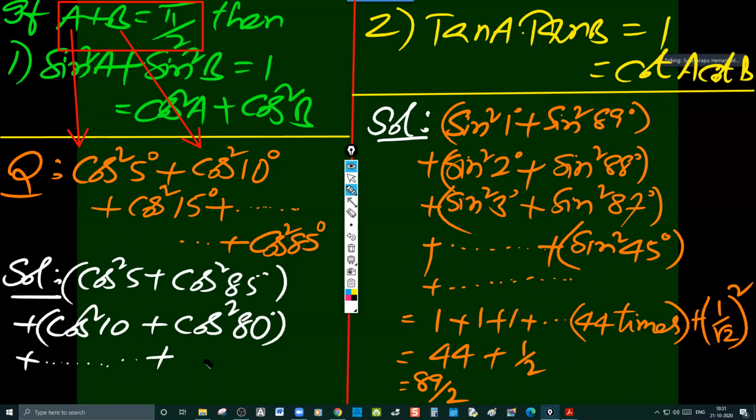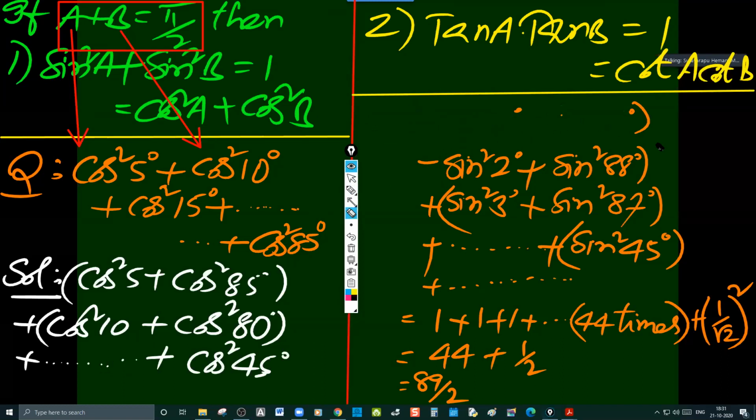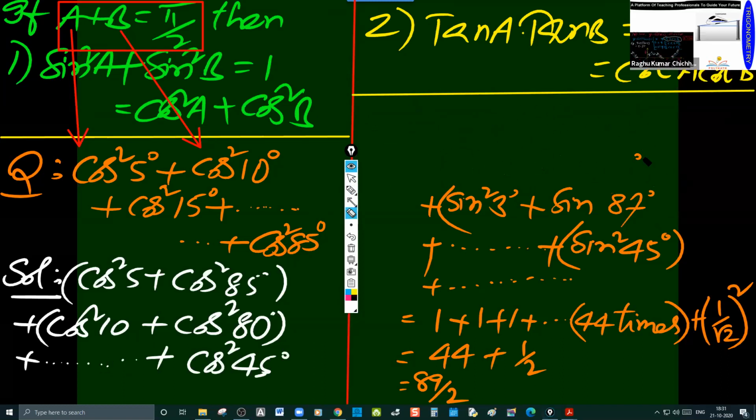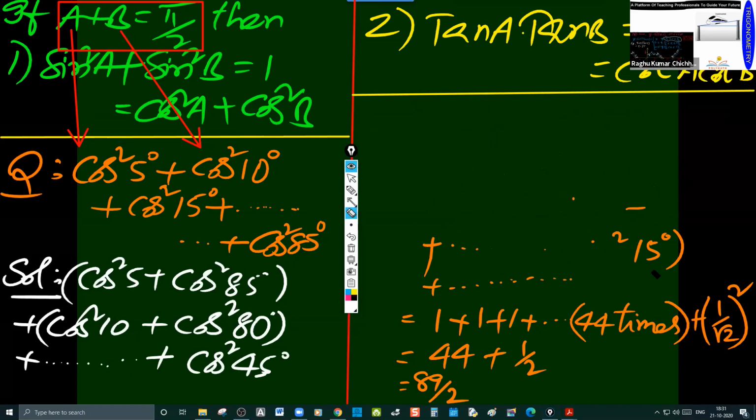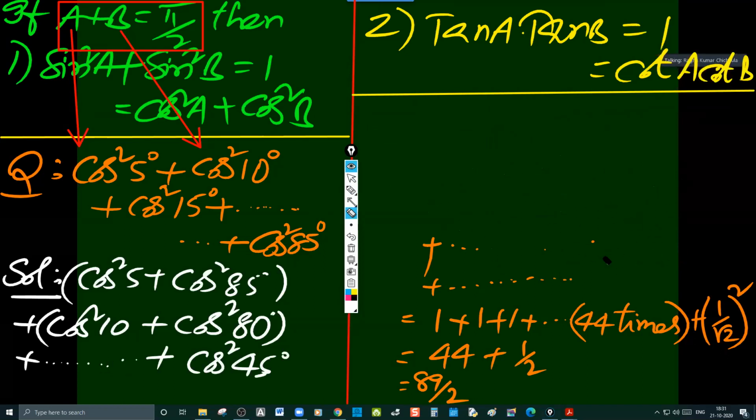So that's 8 plus cos square 45, that's 8 plus 1 by 2, so 17 by 2. Very good.